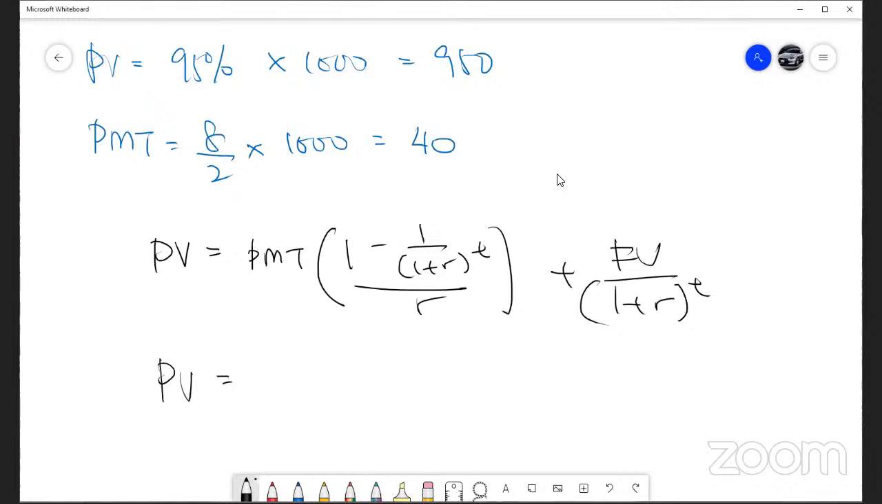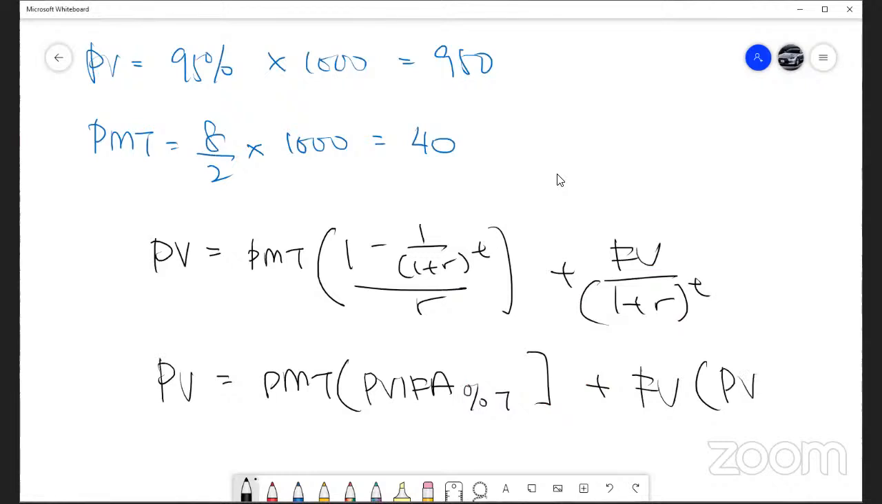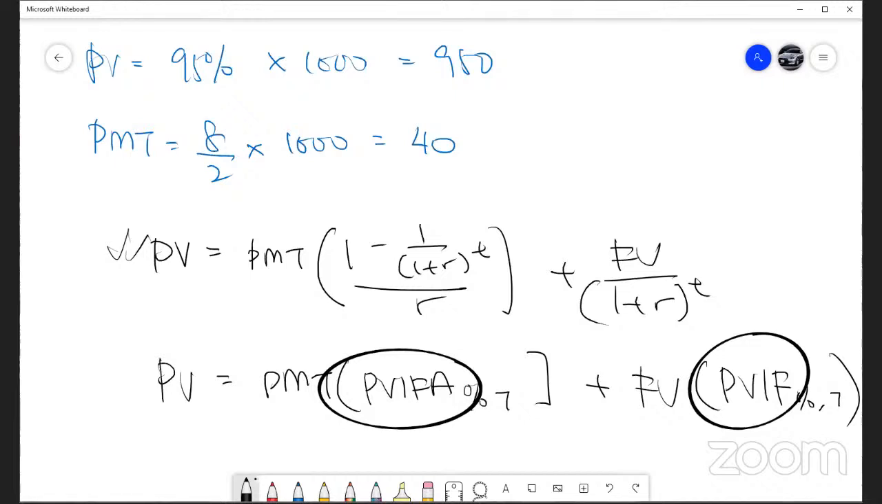PV equals PMT multiplied by PVIFA, percentage and time, plus the FV value multiplied by PVIF, percentage and time. So this is the formula. Either one. If you're using a calculator, basically you're just going to use this, because you're not given this table in your exams. So very simple, just plug into the calculator.